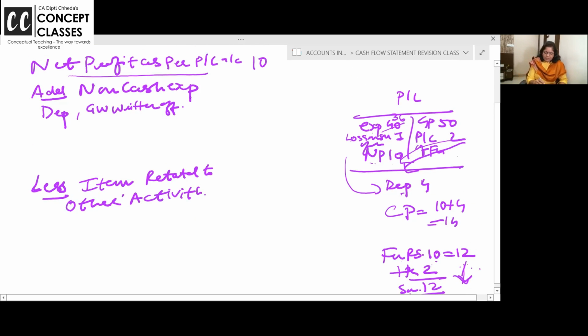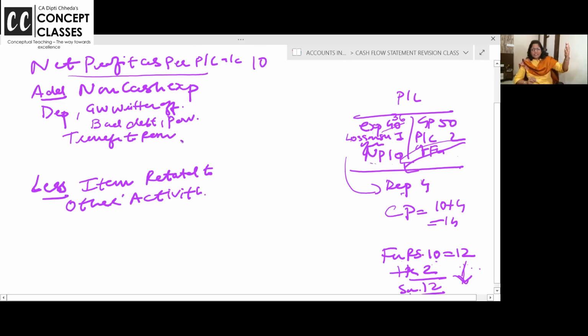Non-cash expenses also remove. Another very popular example is bad debts and provisions. You all know provision for taxation, provision for depreciation, provision for repairs. It's a fictitious, estimated expense, debited to the P&L account as provision. No money is going out. So add back. One more example you can write is transfer to reserve.